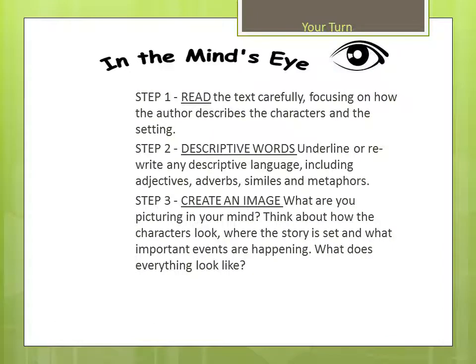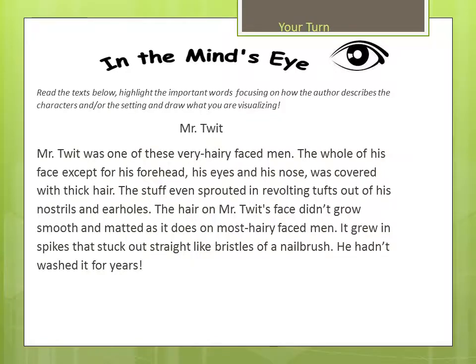So, you will read the text that will follow and focus on how the author describes the characters or the settings. Then you will look for descriptive words, underline or rewrite any descriptive language that you might find, and then you'll create an image on a piece of paper, draw what you've seen, and you will show it to your friends on Zoom.